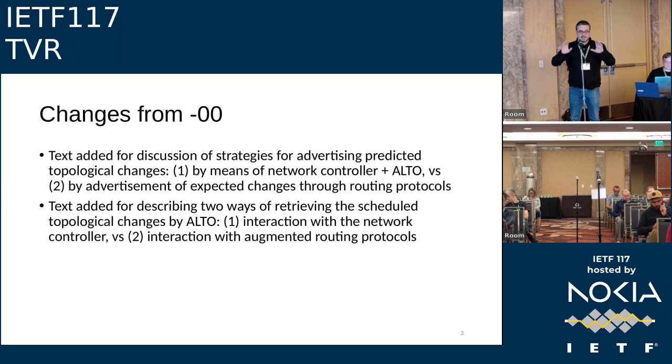Also, thinking now specifically on ALTO, we have described better the two different ways of retrieving the information. One case could be directly interacting with the network controller. The network controller is the element that calculates the different changes due to the planned topological change, and then passes this information to ALTO. The second mechanism would be that ALTO integrates directly with routing mechanisms that are conveying this information about the changes. So ALTO parses those messages and incorporates those changes into the logic of ALTO for later exposing them to applications. Next, please.